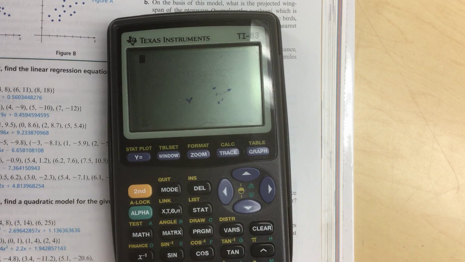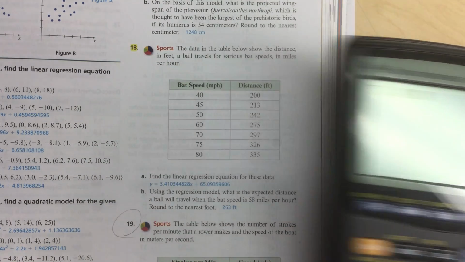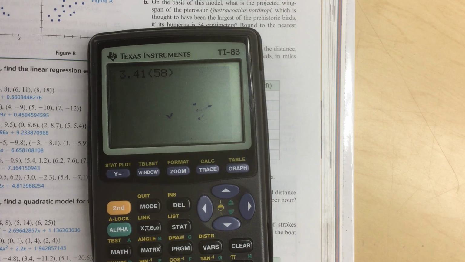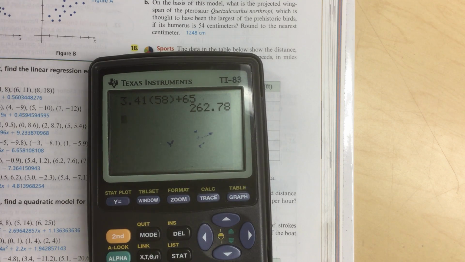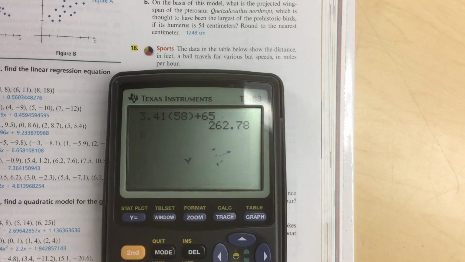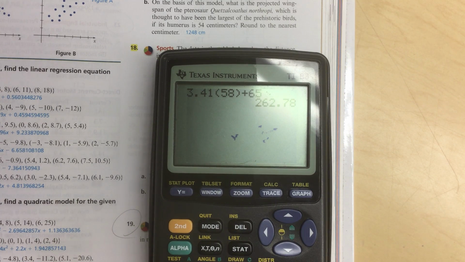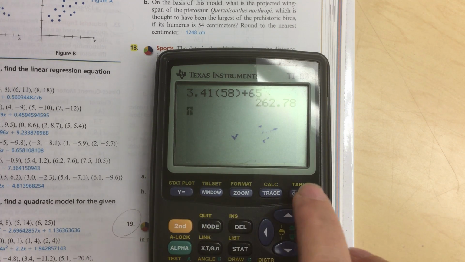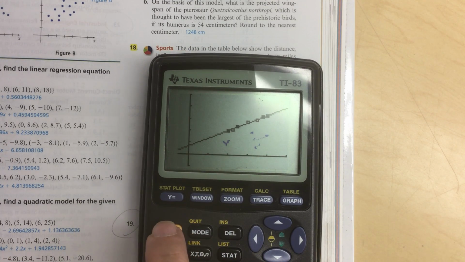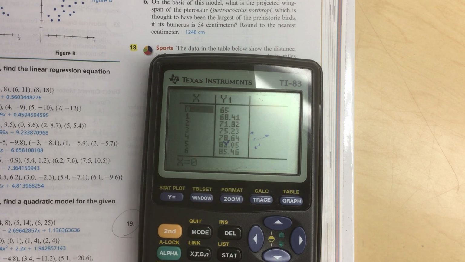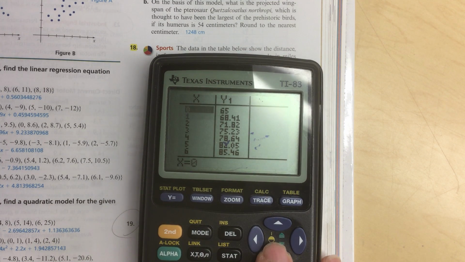You could do 3.41 times 58 plus 65 and hit enter, right? 262.78. So that's how far it should go. That's the distance. Or, watch this. Second table, okay? So graph is when you have the picture there. First table. Second table is your graph button, and it takes you to X, Y. These are the X's, these are the Y's. Are you serious? I'm serious. Now wait, it gets better.